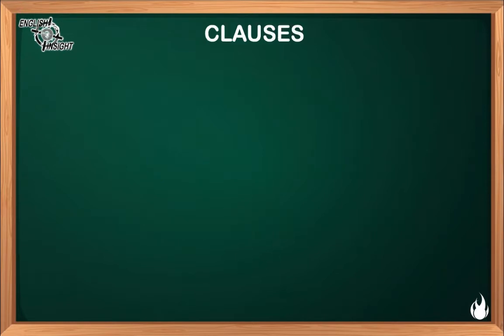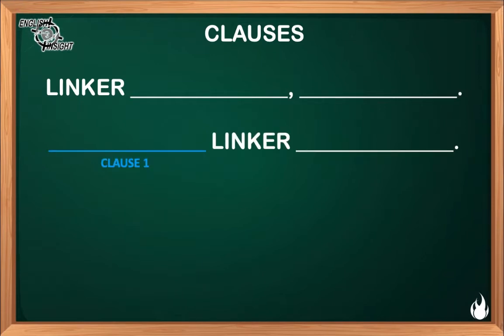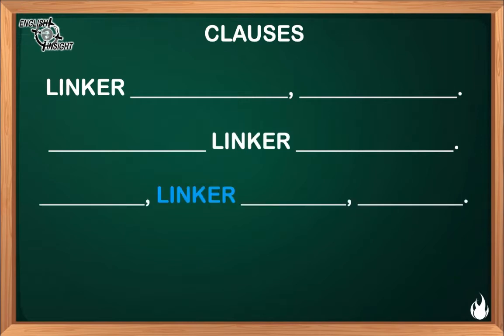Clauses can follow the next patterns. We can commence with a linker, then a clause, followed by another clause, connected by a comma. Of course, the final stop. We can also commence with a clause, then a linker, then the other clause, and the final stop. We can have one clause at the beginning, then another clause, including a linker, and that can be placed between commas, the rest of the sentence, and the final stop.